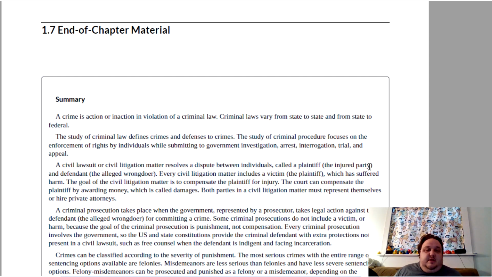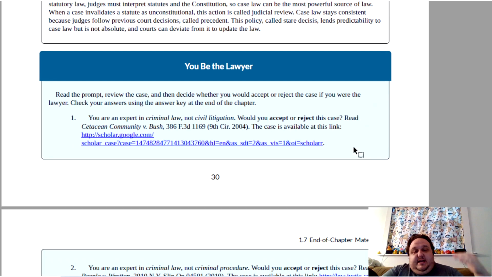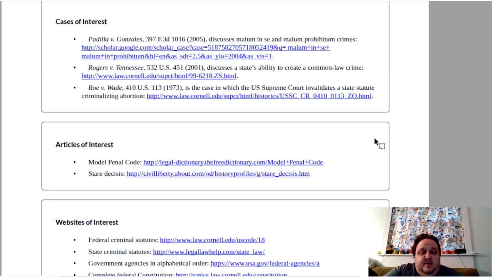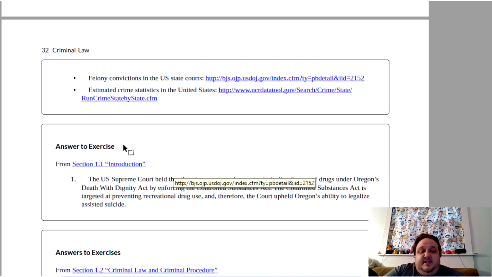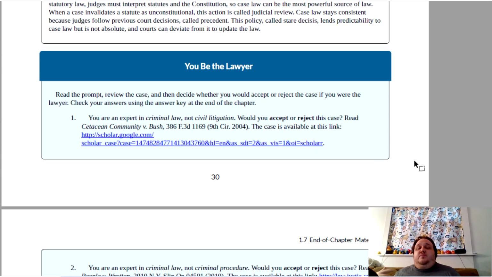But so at the end of every chapter is this end of chapter material. It gives a full summary of all the sections. It gives you some extra assignment type things to work on if you really are interested. There are cases that they have links to. I've checked a couple of them. They seem to all be working. If something's not working, let me know. Interesting articles that are related, websites, statistics, as well as answers to the exercises from the chapter. The end of the chapter is a really good resource. I encourage you to use it.